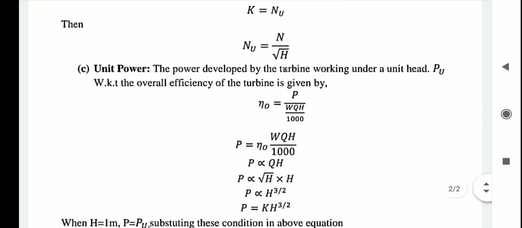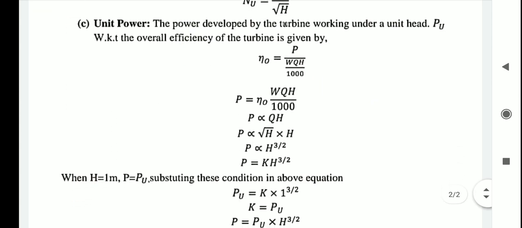Unit power is the power developed by the turbine working under unit head, that is PU. We know that the overall efficiency of the turbine is given by eta naught equals P divided by WQH divided by 1000. So P equals eta naught into WQH divided by 1000. Here P is proportional to QH, so P is proportional to square root of h into h, so P is proportional to h raised to 3 by 2.